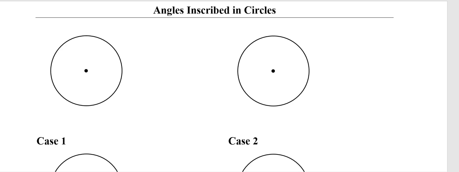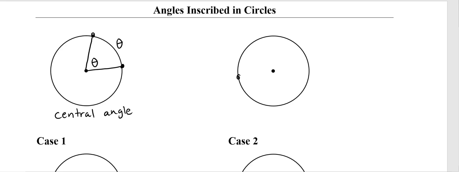Hi everyone. In this video we're going to look at angles inscribed in circles. If you have an angle where the center of the circle is right at the vertex of the angle, that's referred to as a central angle. If that central angle measures theta, then so does the arc it intercepts.